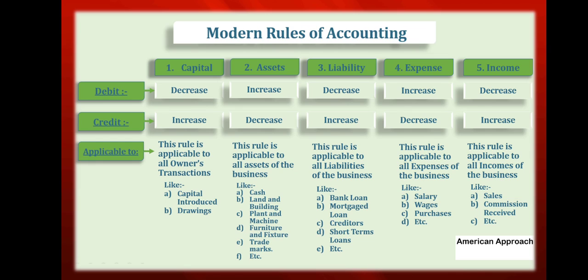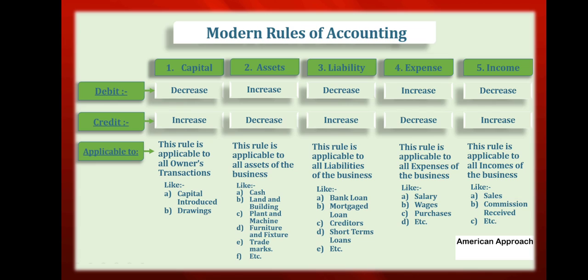I will give you also an easy method to remember these rules. Okay, if you could see, capital, liability and income, they have the same set of rules. Can you see, children? Capital, debit decrease, credit increase. Liability, debit decrease, credit increase. Income, debit decrease, credit increase. Don't you think all these are exactly the same? So you can club it together. When we talk about debit decrease, credit increase, it is for three aspects: capital, liability and income.